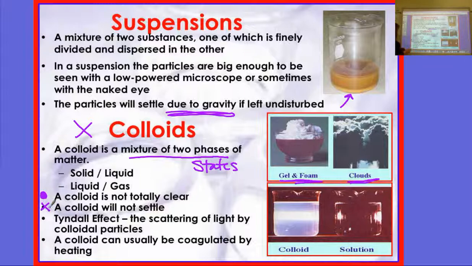And we can test it with this Tyndall effect. If you use a laser beam, you can usually see the beam through the colloid, whereas in a solution, those are usually clear, so you can't see the laser beam if you shine through it. Also, a colloid can be coagulated by heating it. If you think of milk, what happens to milk when it goes bad, or when you heat milk, it can kind of get clumpy. It'll pull the solids together out of the liquid. That's what coagulated means.